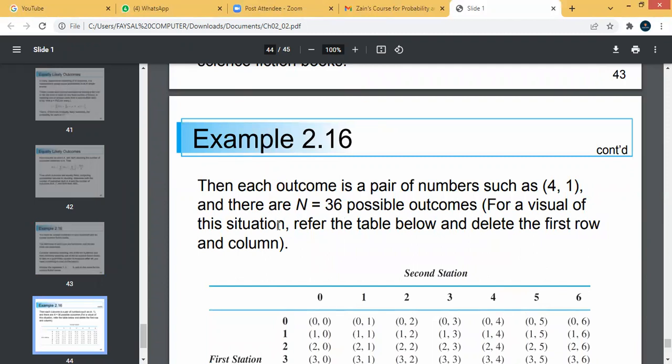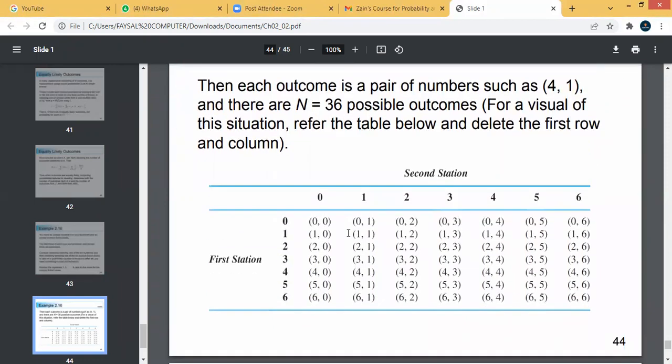For a visual of this system, I am referring to this. There are basically 6 different possibilities: 1, 2, 3, 4, 5, 6. The first selection, in my case, is the mystery book, and for the second it is the science fiction book.